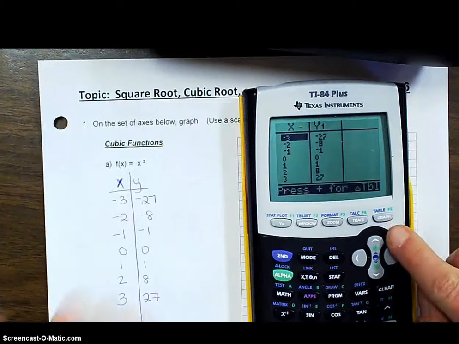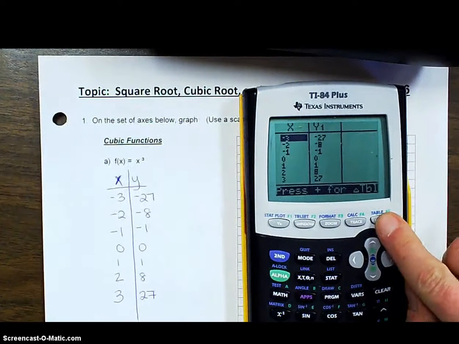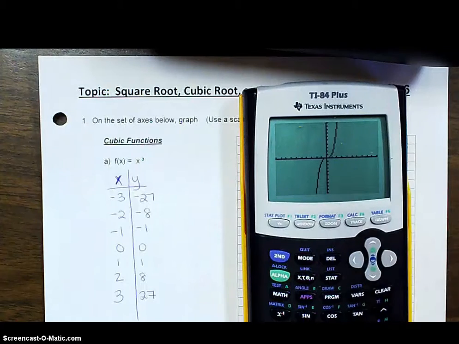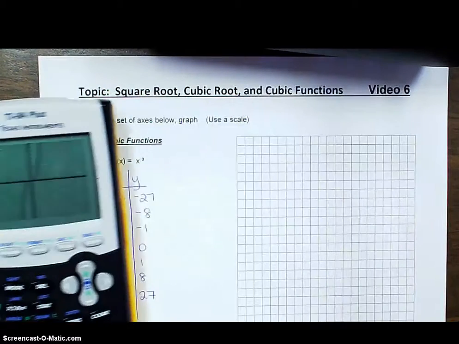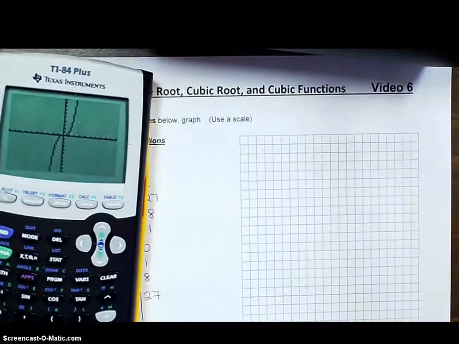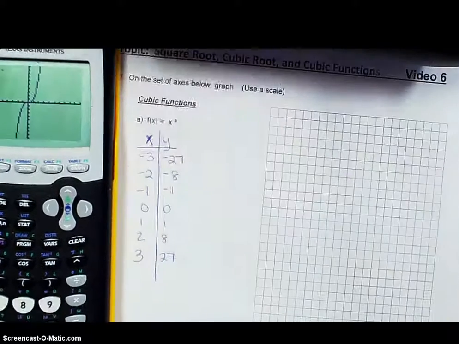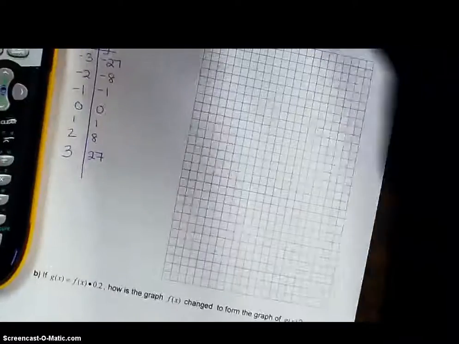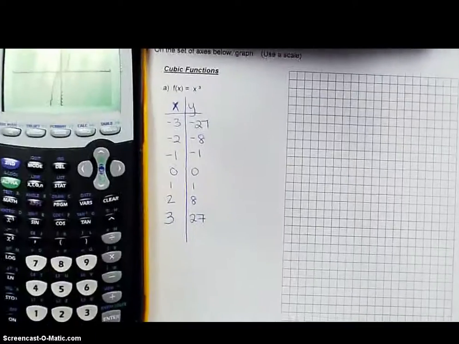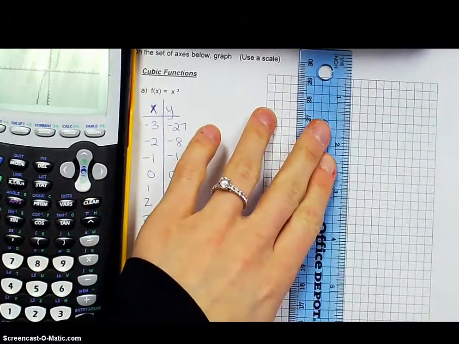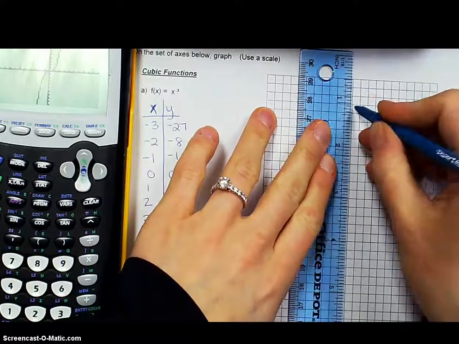Once I have my table of values, I like to go back to the graph because I like to have a visual of what I want it to really look like. I'm going to keep that over to the side because I know that's what we want it to look like. I'm going to give us a little more space to look at our graph, and make my x and y axes. So here's my y axis.